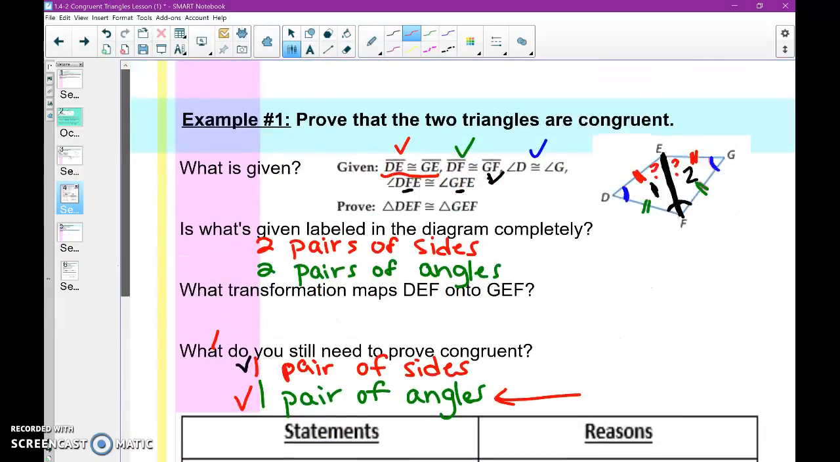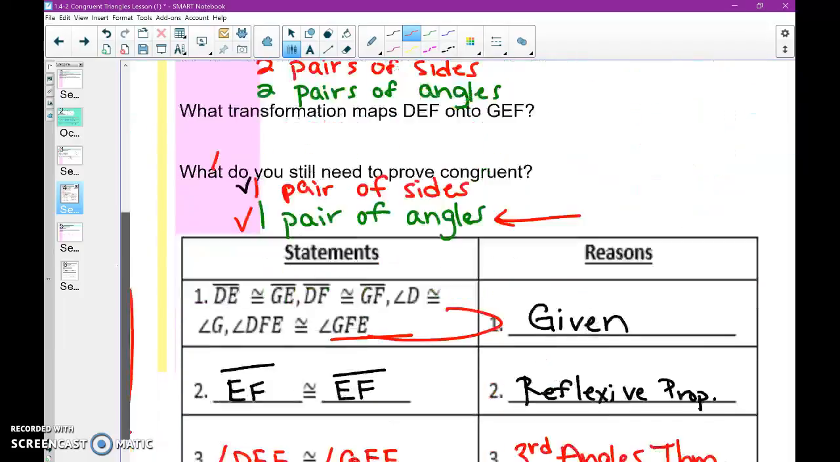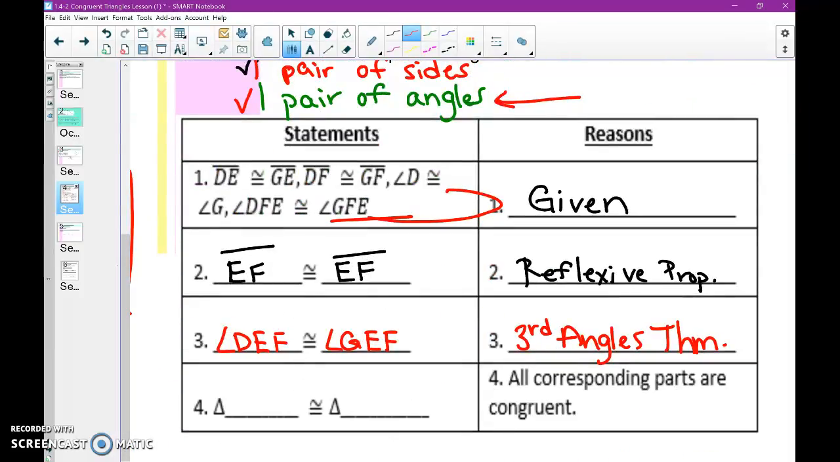The screen keeps moving on me. There we go. I can truly say this statement right here. Now you don't put prove as a reason. That's not a reason, okay? Prove is what you're trying to prove, but you still have to have some kind of statement here.